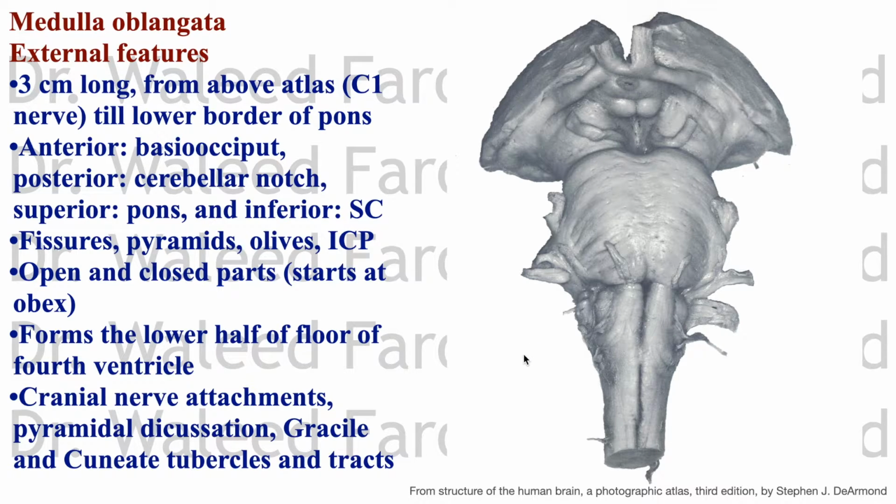It has open and closed parts. The part not involved in the fourth ventricle is the closed part, and the part which forms the lower part of the floor of the fourth ventricle is called the open part, or the open medulla.